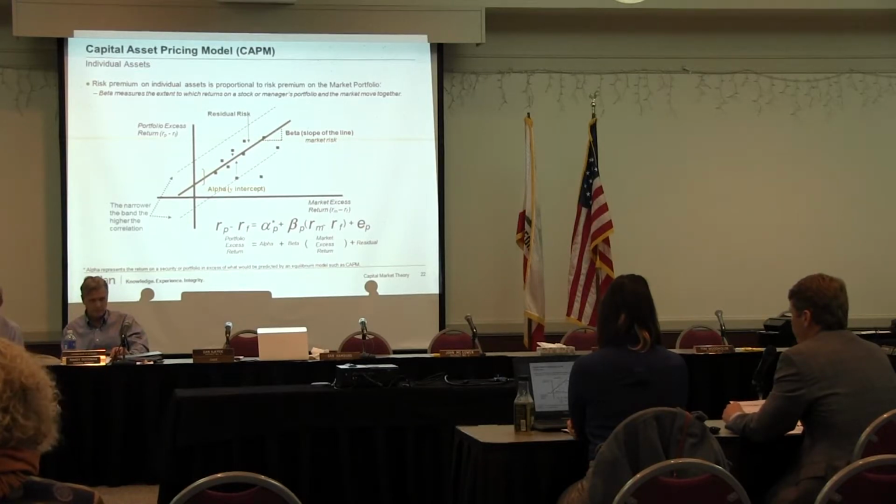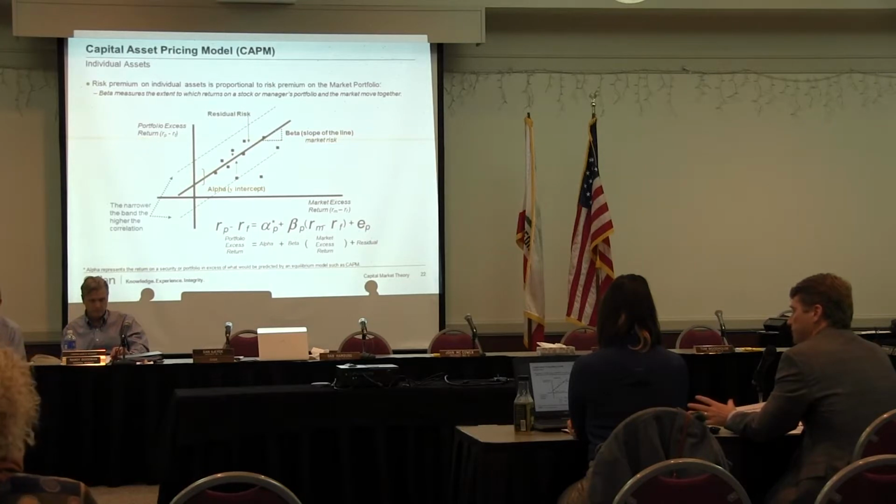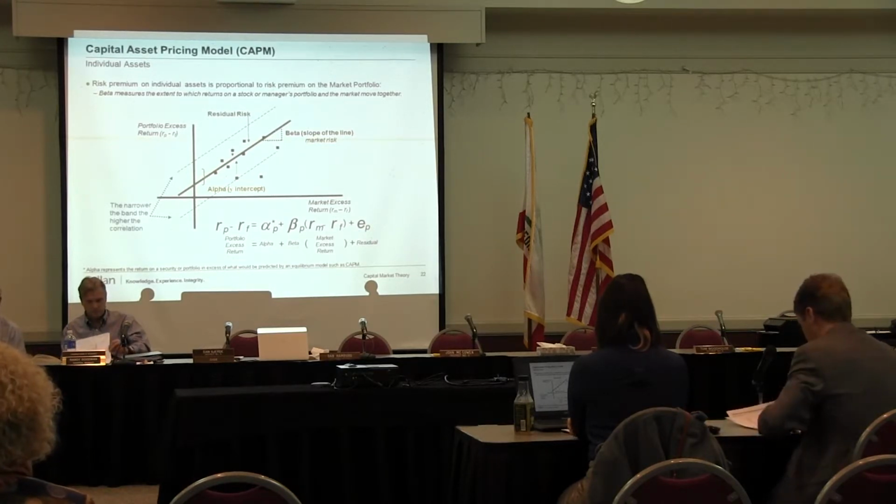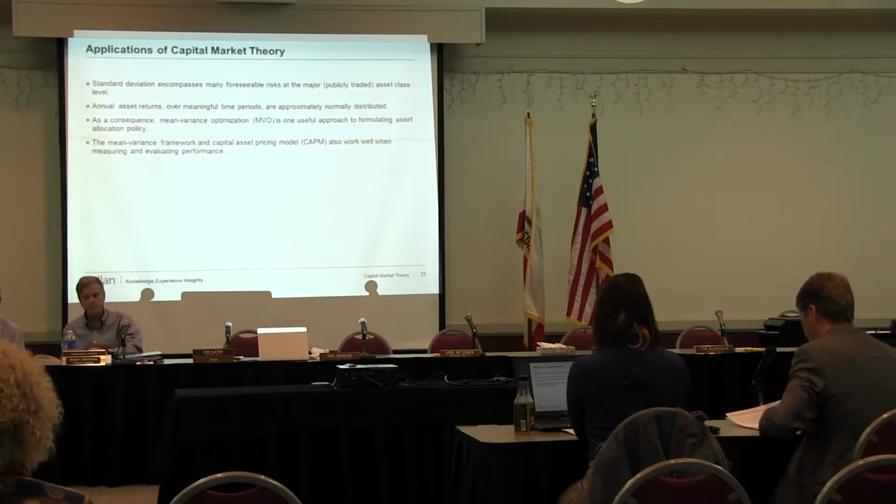Okay. So those are a couple of key concepts. We throw that terminology out a lot when we do performance measurement. So I thought we should definitely capture that.